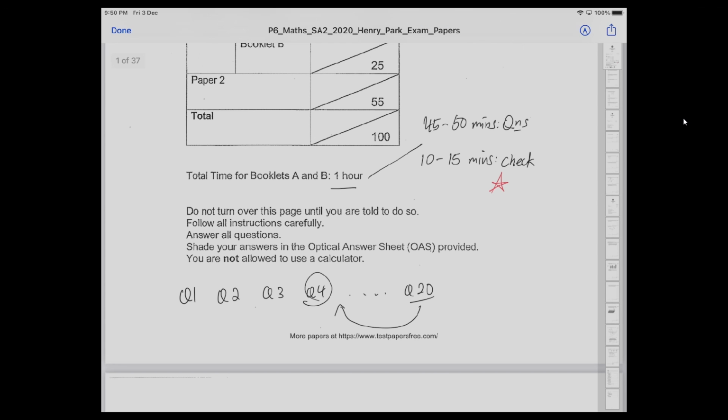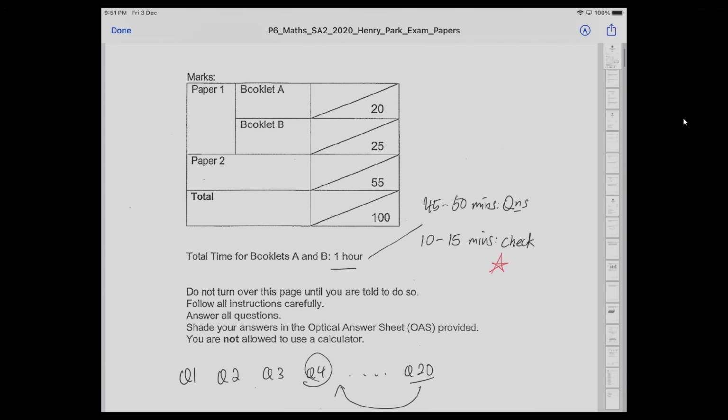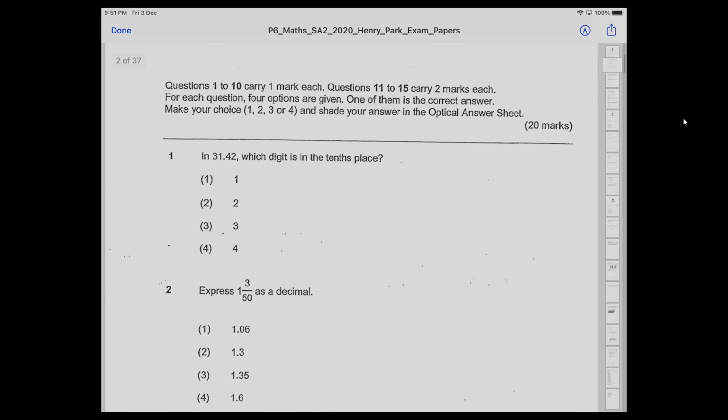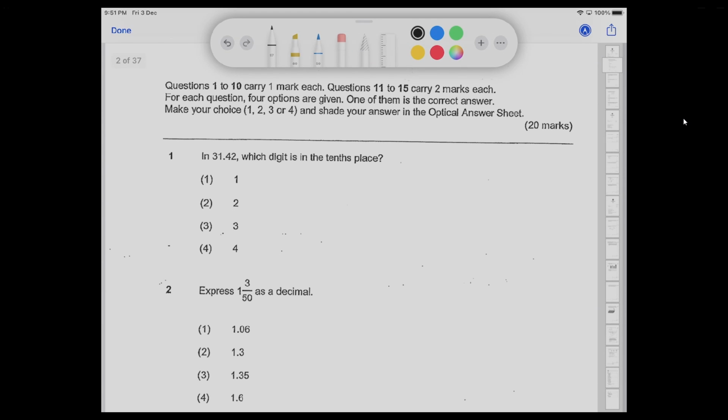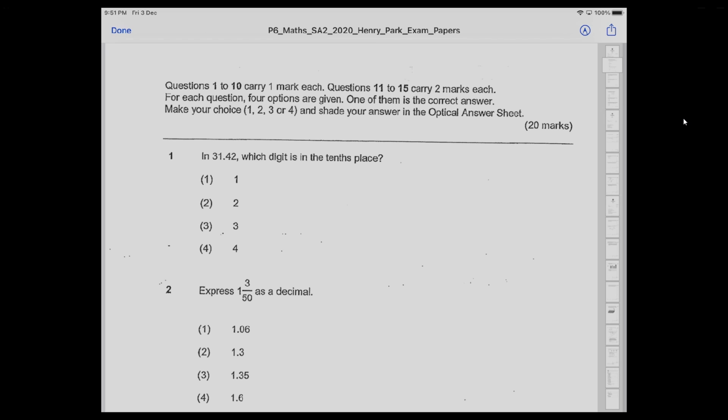Okay, so now let's move on to the actual paper. Booklet A and B. Let's start off with booklet A. It's a multiple choice question. So here's the first question. In 31.42, which digit is in the tenths place?